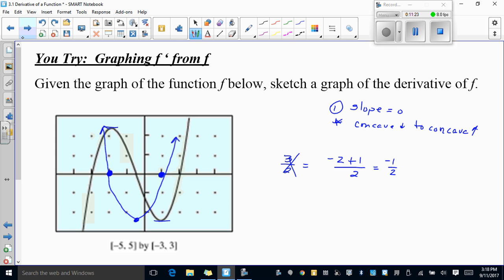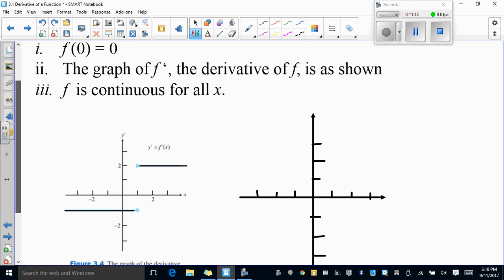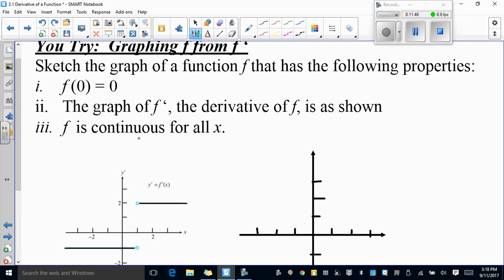So this one here, they say sketch the graph of a function f that has the following properties. 1, f(0) equals 0. The graph of f prime, the derivative of f, is shown. So this is the derivative. And f is continuous for all values of x. That just means that at 1, the point continues. Even though the derivative has open circles there, when you graph the function, it's going to have points.